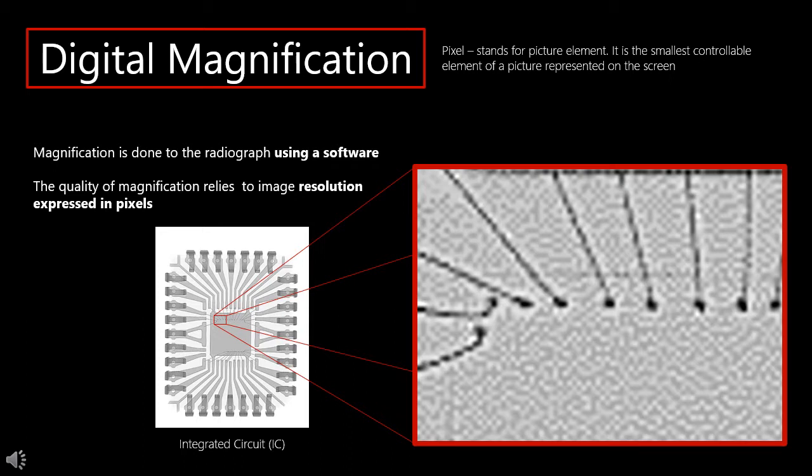Pixel stands for picture element. It is the smallest controllable element of a picture represented on a screen. And as the sample images suggest, if the resolution of the image is low, when it is magnified, the image could be pixelated, as you can see here. So if we are to conduct digital magnification, we should be sure that the resolution of the actual image is good enough.